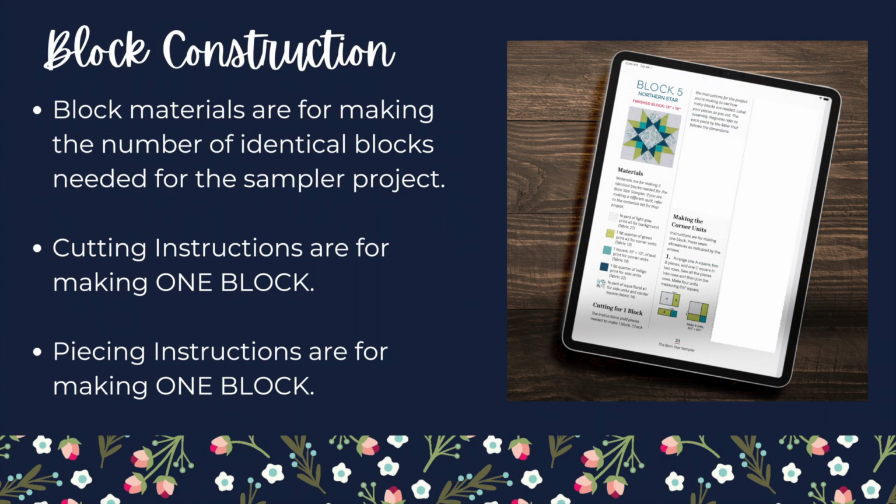One thing I do want to point out to you is that while we've given you the total list of materials for making all of the blocks in the sampler at the beginning of the book, we've also separated the materials out block by block. Underneath each block photo, you'll find a materials list for making the number of identical blocks required for the sampler project. It's important to note, though, that the cutting and piecing instructions are for making just one single block. So check out the number of blocks you'll need for your specific project, whether it's the sampler or one of the other quilts in the book, and multiply each of the cutting instructions or construction steps by that number.